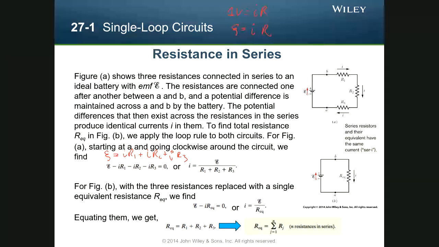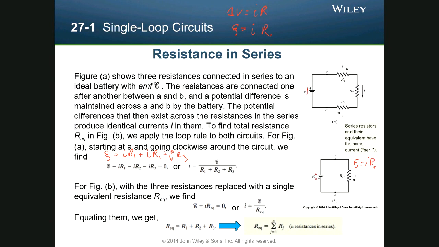Because of that, and this is on the next slide, we can factor out the I, and we're left with this form. Now, an equivalent resistance, we're saying, is that you can make these into one in series, and we're just trying to figure out the formula for it. So if you were to do that, you'd look at this circuit and say, for this circuit, the EMF equals I R equiv.